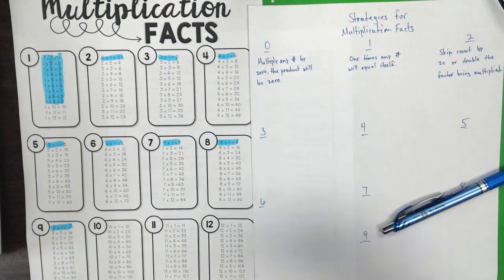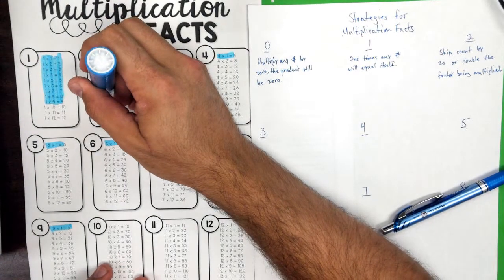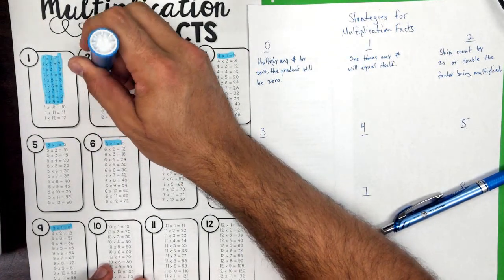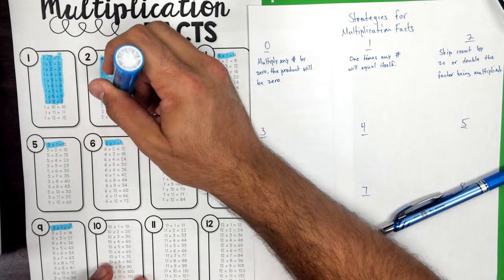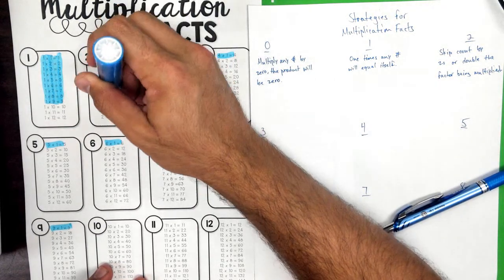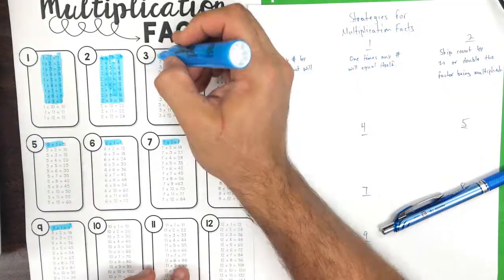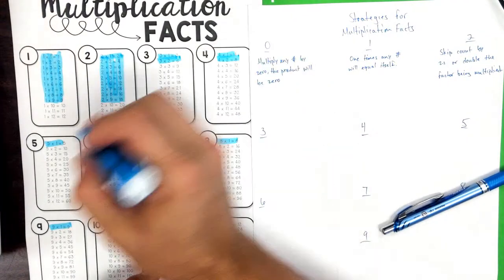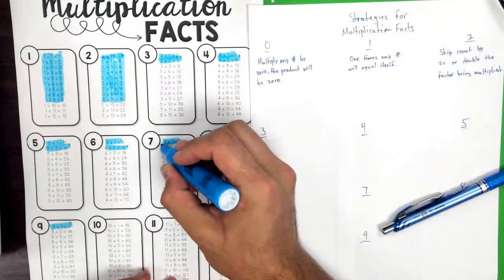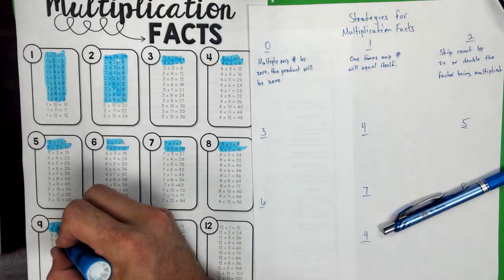So I'm going to now highlight those all the way through the 9s. And then we've got to go for each family. Highlight these. There we go.